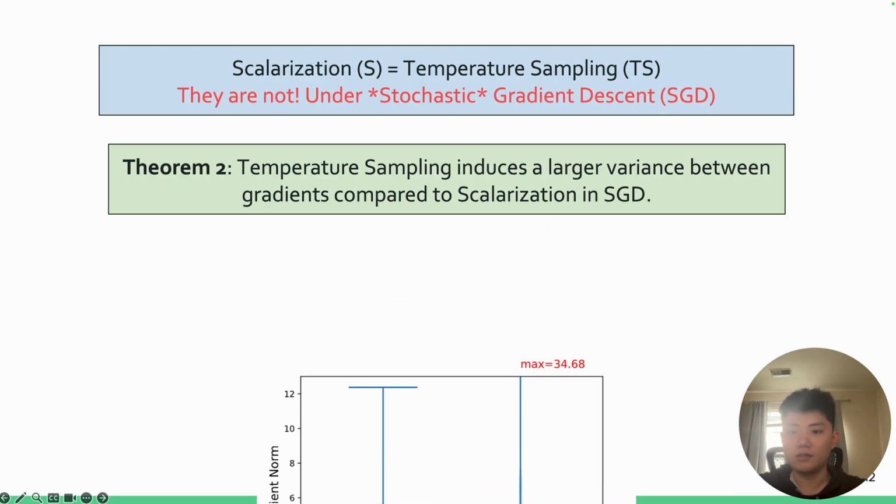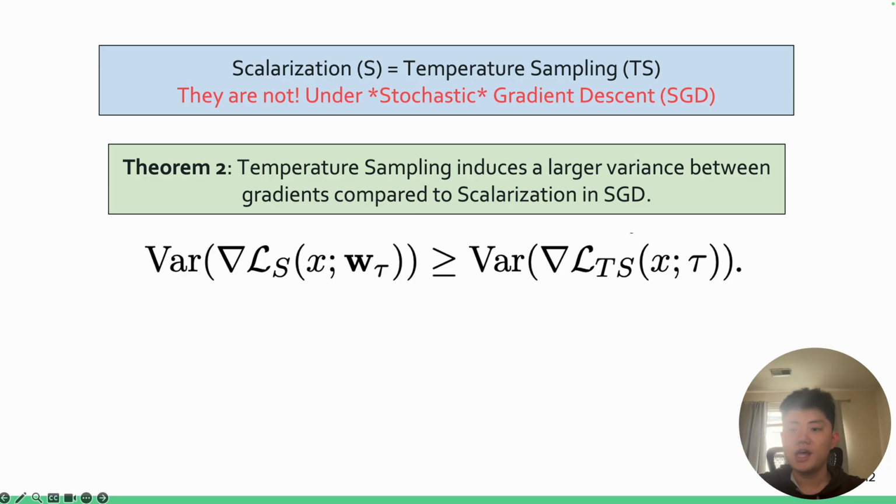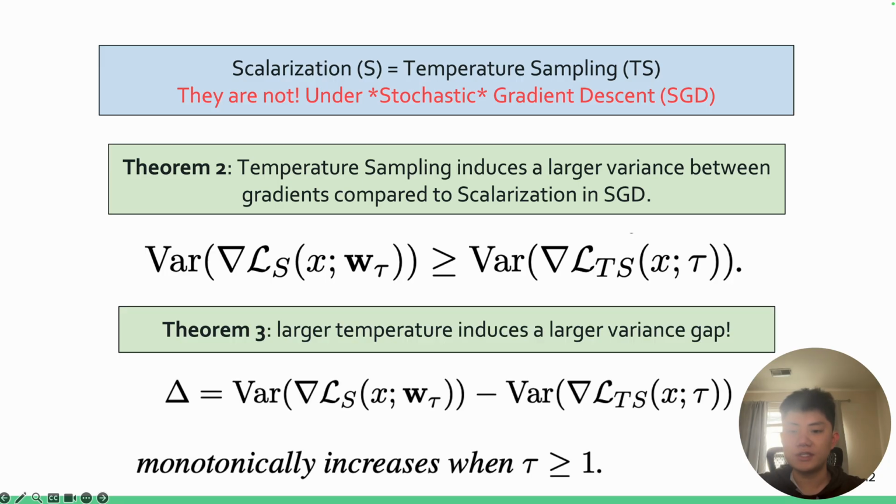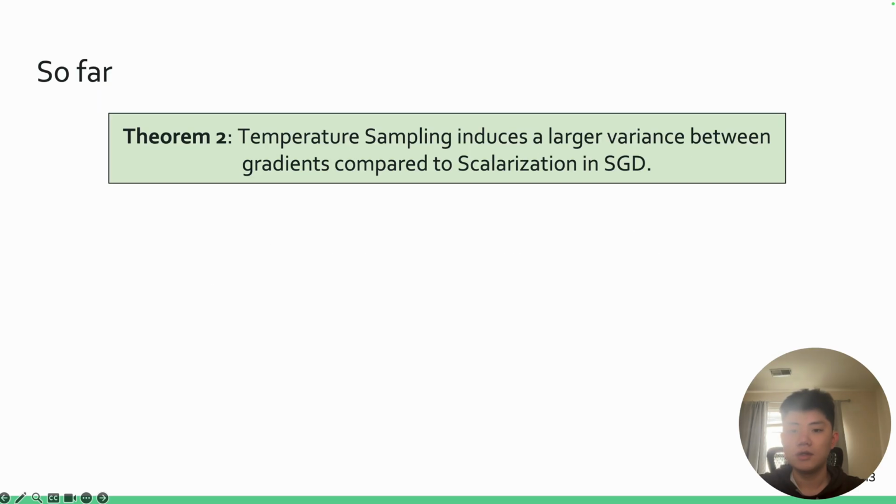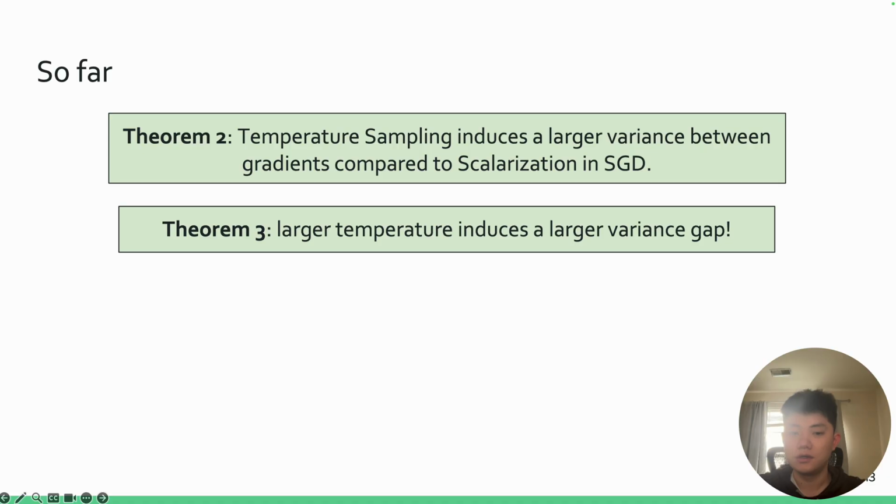Here is the mathematical notation. Then we further prove that as we increase the temperature, the variance also gets higher. So far, we have shown that temperature sampling induces larger variance, and as we increase the temperature, the variance also gets higher.